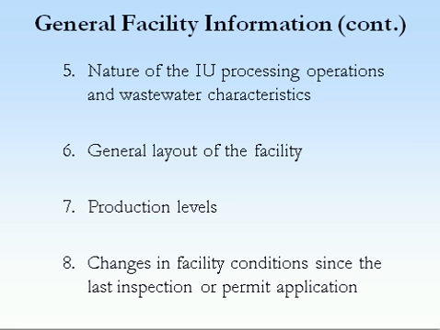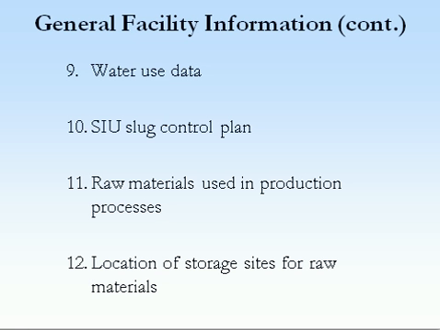Production levels, that's important to have if the industry is subject to categorical limits that are production-based. But even if the industry is not a categorical industry, it's good to know what their flow levels are because often those are tied to production levels. And then, have there been any changes in that facility since the last inspection? Have they sent you any correspondence letting you know?